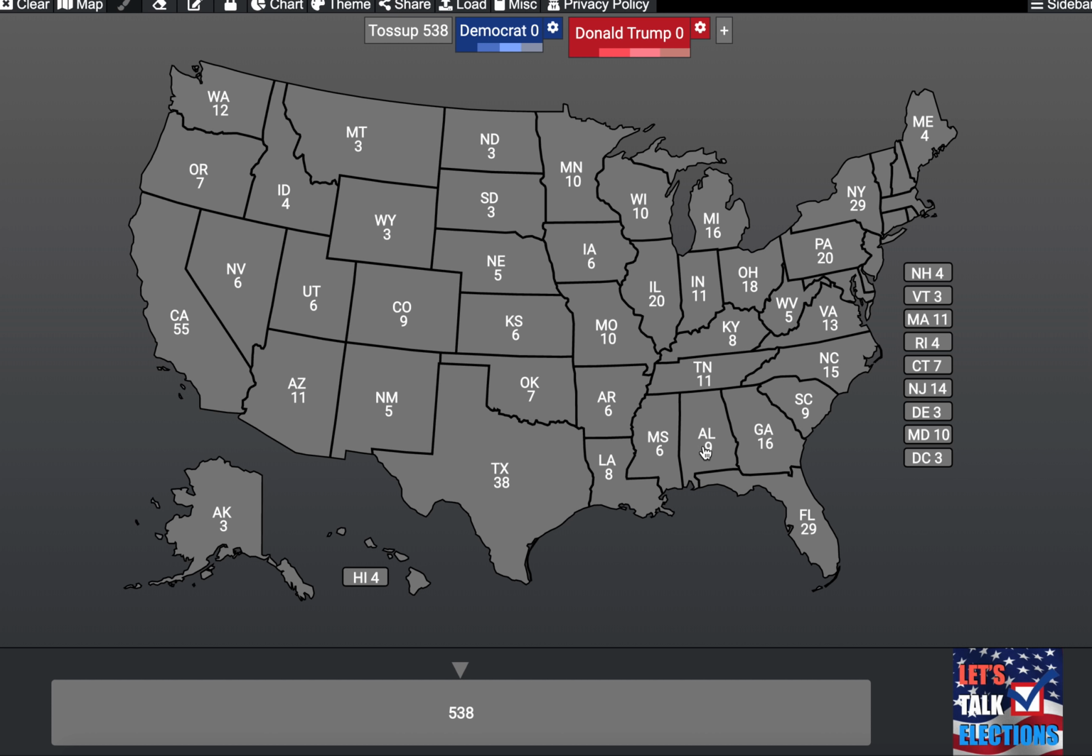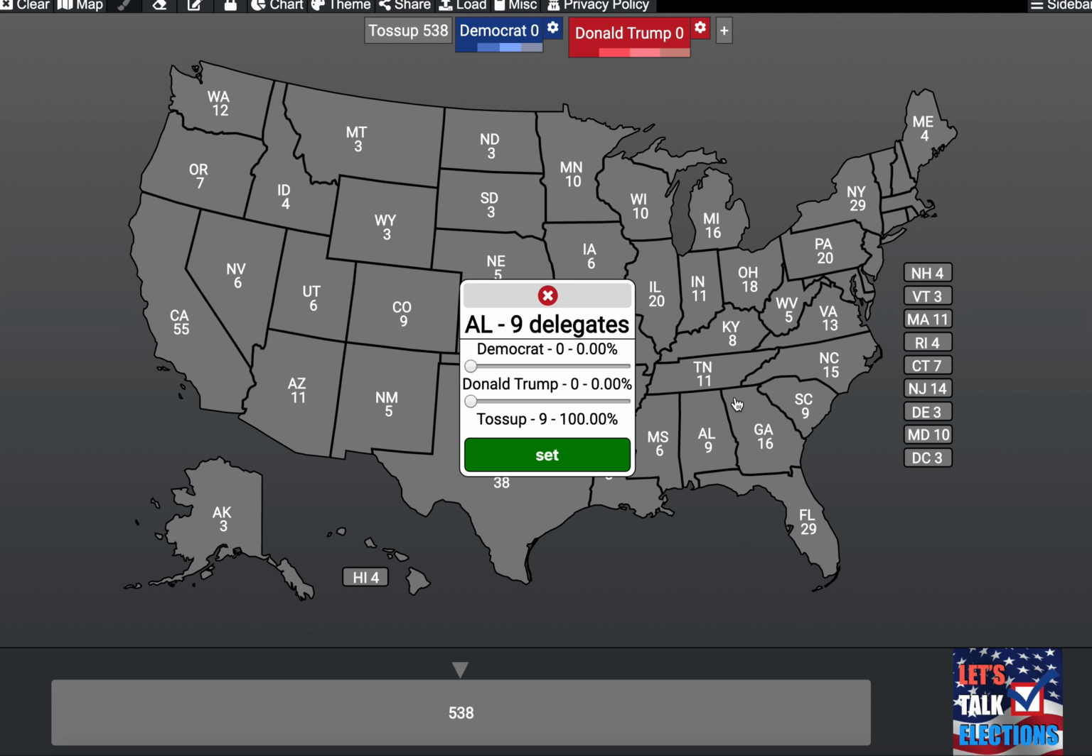But we're going to be doing this in alphabetical order. Yesterday, I did it from West Coast to East Coast. Let's go to alphabetical order and skip over the swing states. So Alabama pretty much stayed the same. It was 8 for Donald Trump and 1 for the Democrat.